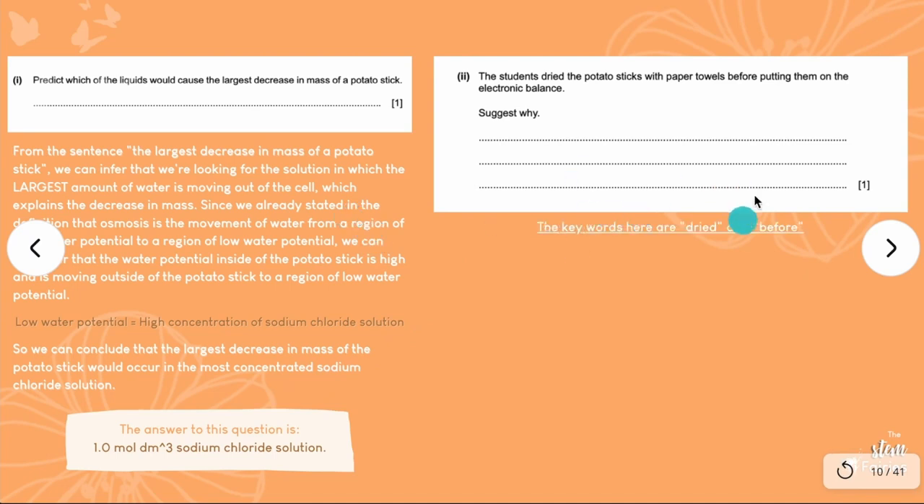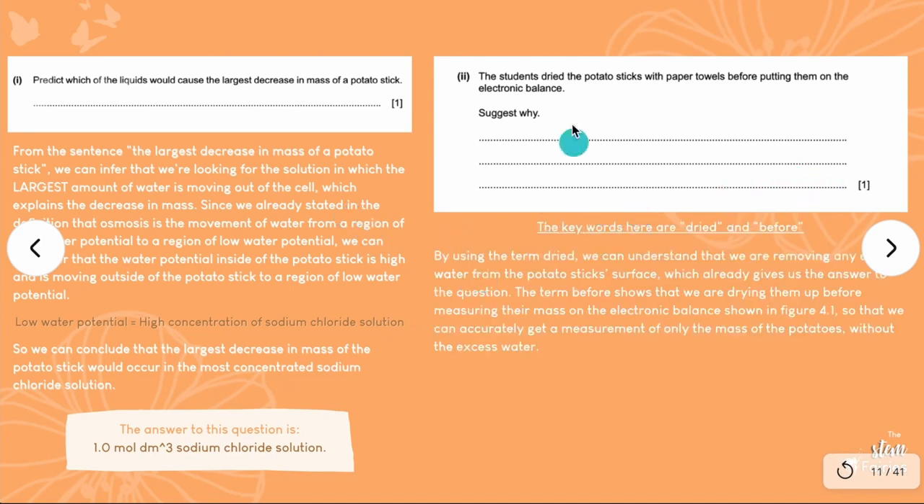Keywords here are dried and before. And by using the term dried, so the students dried the potato sticks with paper towels, we can understand that we're removing any excess water from the potato stick surface, which already gives us the answer to our question.